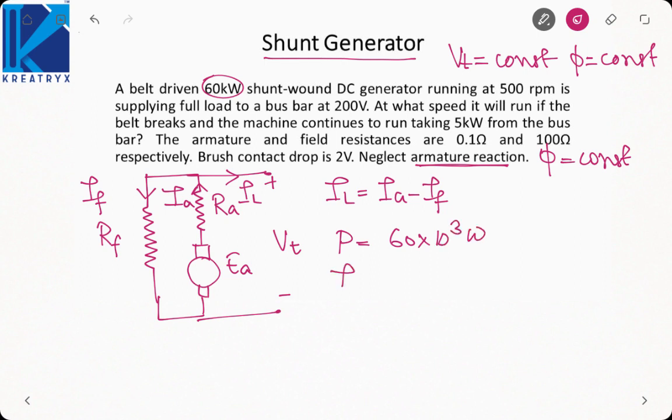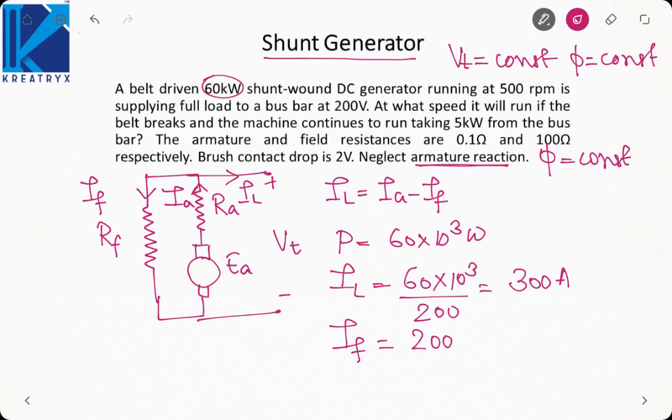So what will be the load current? 60 into 10 to the power 3 by 200. So this will come out to be 300 ampere. Now remember, this is load current and not the armature current. Field current will be how much? Terminal voltage by resistance, that is 2 ampere. So what will be armature current? Sum of these two, 302 ampere.